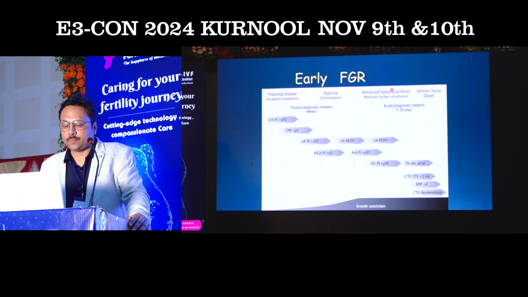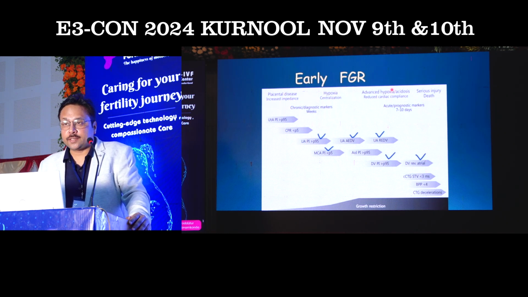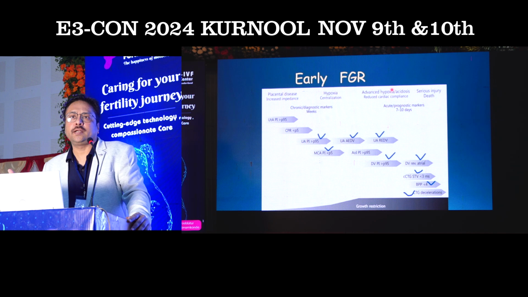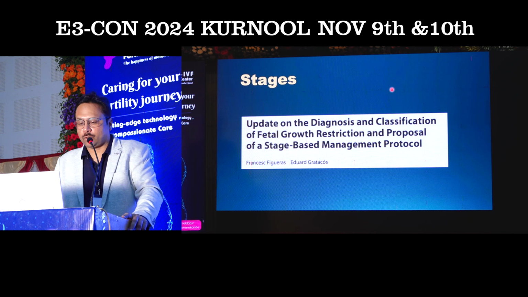So what happens in early FGR? Placental disease is very, very high. So there is abnormal umbilical artery, abnormal MCA PI, the umbilical artery becomes absent end diastolic flow, then reverse end diastolic flow, the ductus venosus is affected, then there is a reverse A wave, then there are changes in CTG, changes in biophysical profile, CTG decelerations, and fetal death occurs. This is the cascade of events which is seen in early onset FGR, and depending on that, the staging was done by Figueras and Gratacos in 2014.